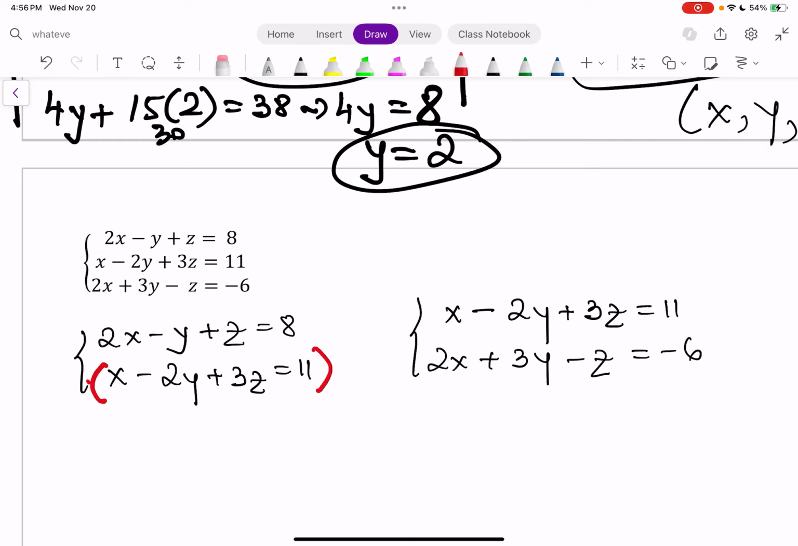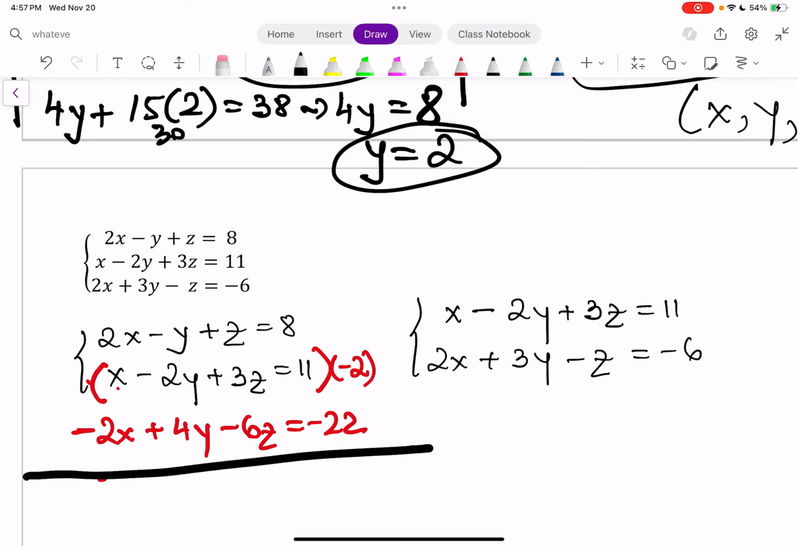Therefore, I'm going to multiply this bottom equation by -2. And then I can add those 2 equations, the top and the bottom. So 2x minus 2x is no x. -1y plus 4y is 3y. 1z minus 6z is -5z. And 8 minus 12 is -4.